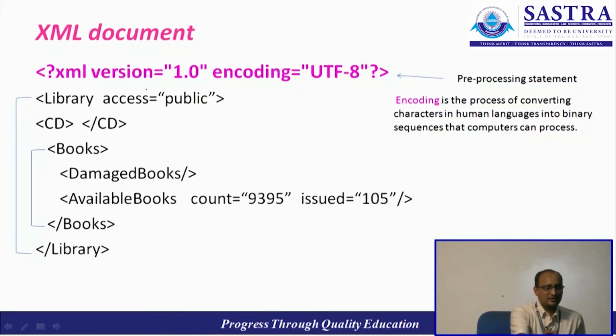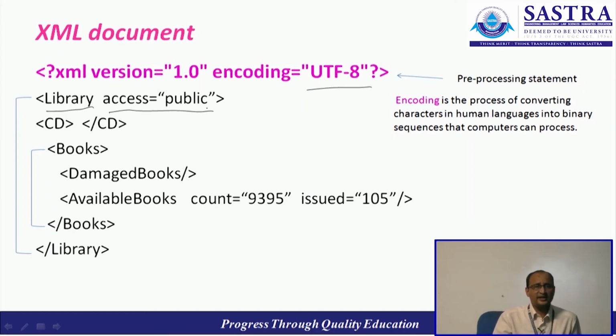This is the XML version 1.0 encoding UTF pre-processing statement as I have specified earlier. This statement will tell the browser that the following statements are XML and abide by the XML rules. In this, I have created an XML document for a library. Root tag library, and it has one attribute called access equal to public.